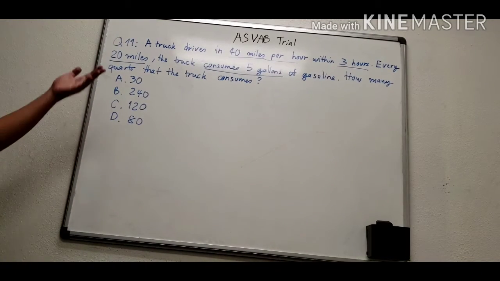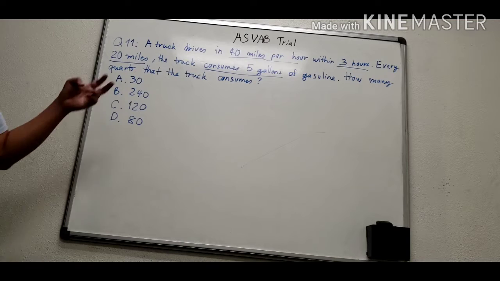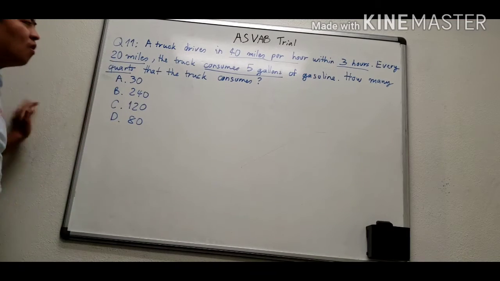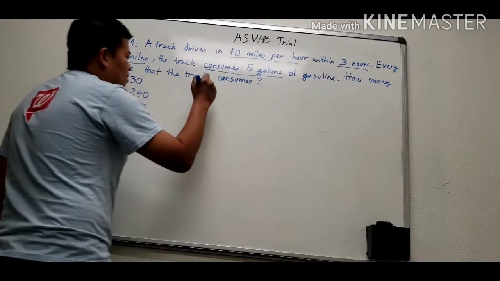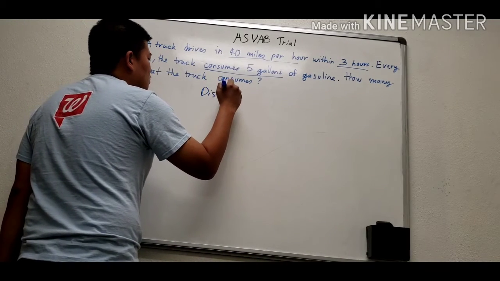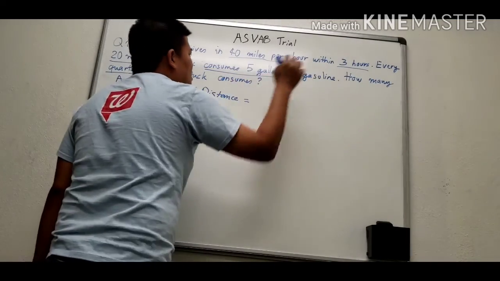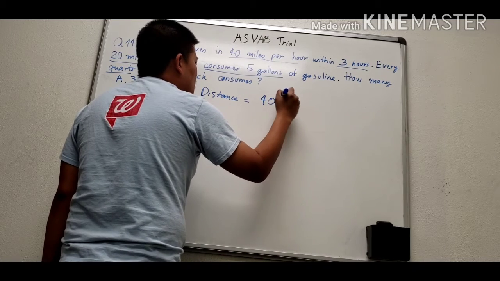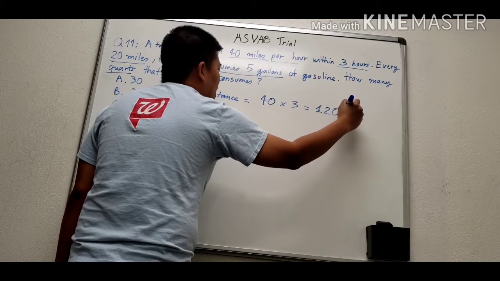So after we analyze that, they ask to find the distance. After finding the distance, we find the total gallon consumption. Then we transform gallons to quarts in here. So we have step by step. First, we find the distance. Distance is velocity multiplied with the time. So we got 40 multiplied with 3, which is 120 miles.